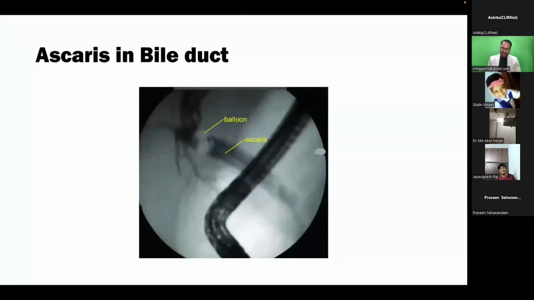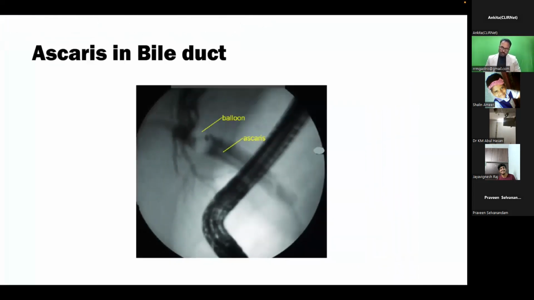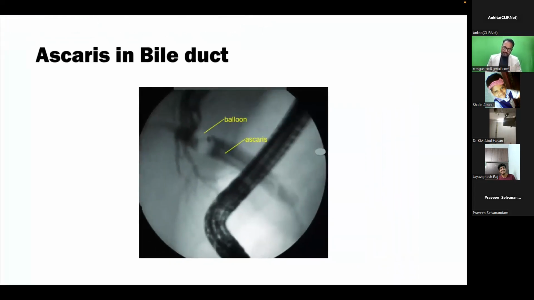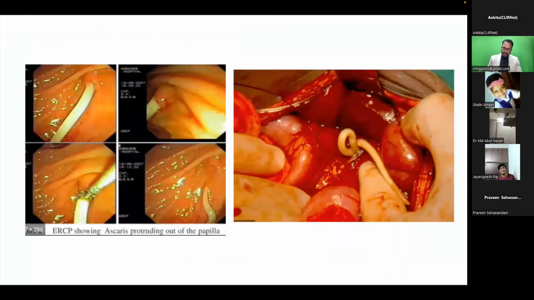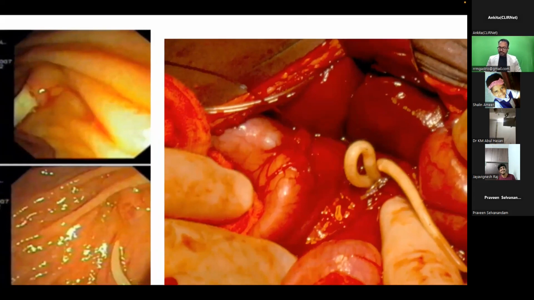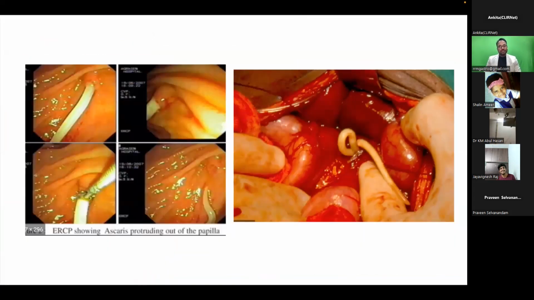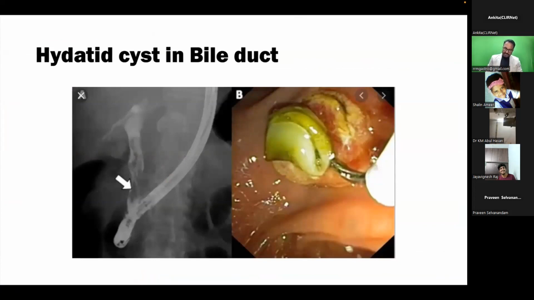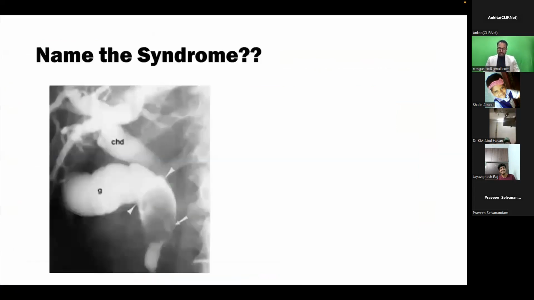So these are rare scenarios. You can see this is a picture showing an Ascaris worm in the ERCP causing obstruction. When we are doing ERCP, the Ascaris worm itself is coming out, obstructing the bile duct. You can see we are removing the Ascaris worms. So Ascaris worms can cause obstruction of the bile duct. Hydatid cysts can rupture from the liver and occupy the bile duct. So these are some of the image spotters.